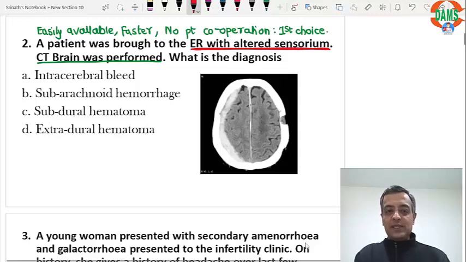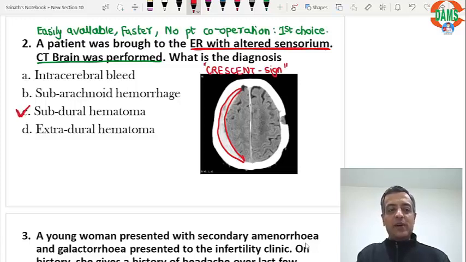The presence of the crescent sign on the CT scan is specific for subdural hematoma. Subdural hematoma is typically seen in elderly people, especially after trauma.